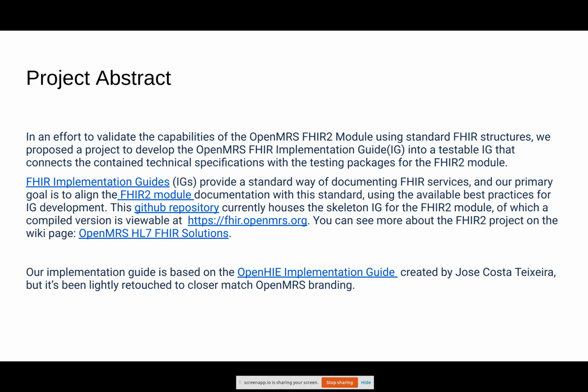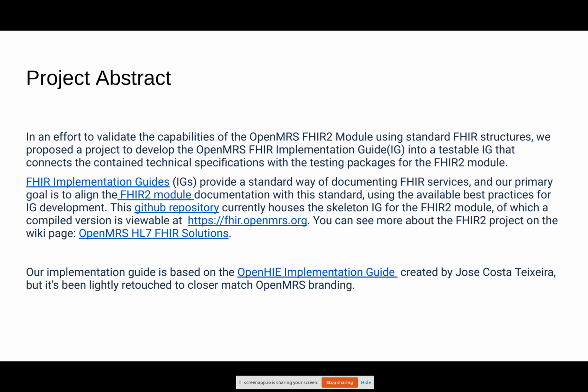We had a project scope, and our main goal is to come up with a testable FHIR IG and integrate it with the FHIR module integration tests. This project is based on the OpenHIE implementation guide that was created by Jose Costa, and we had to replicate what he created to have the skeleton of the FHIR IG. This provides a standard way of documenting FHIR services, and our primary goal is to align the FHIR services with the FHIR module documentation with this standard.